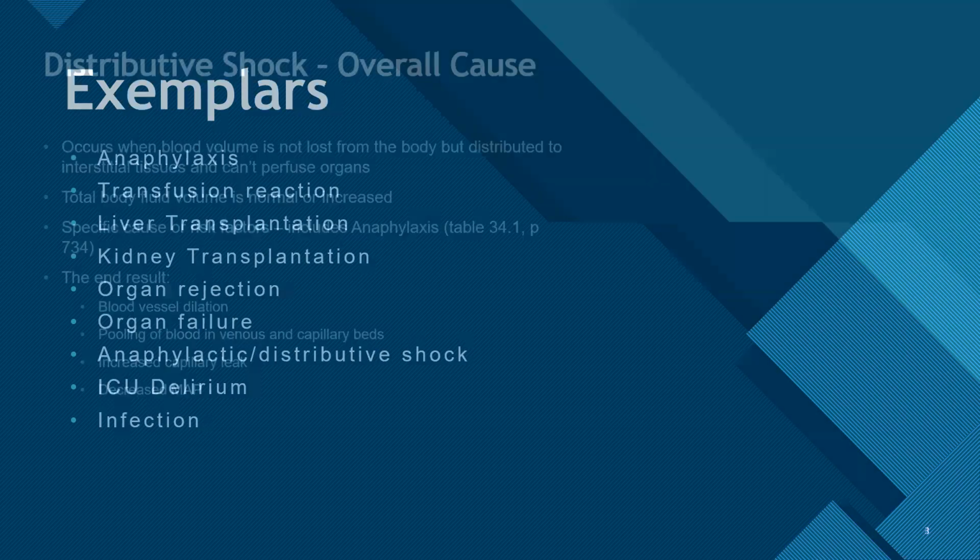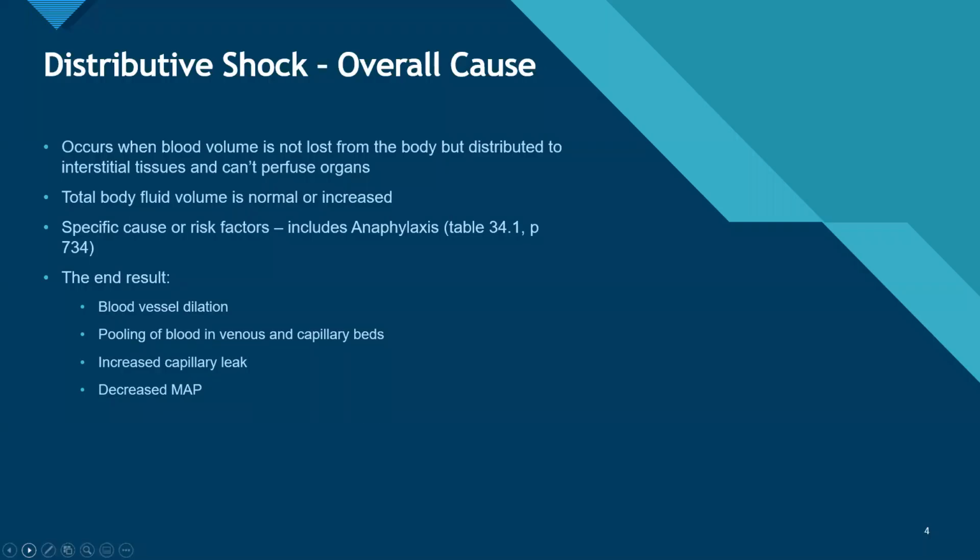So, when we look at distributive shocks, we know there are 4 different types of shocks. I've divided up all the shocks into what makes sense with the reading materials and the concepts and exemplars. Distributive shock actually has a whole laundry list of things that it can be associated with, but we're associating it here with anaphylaxis. Anaphylaxis, sorry, I can't say it.